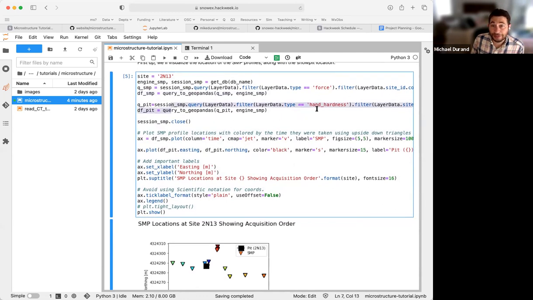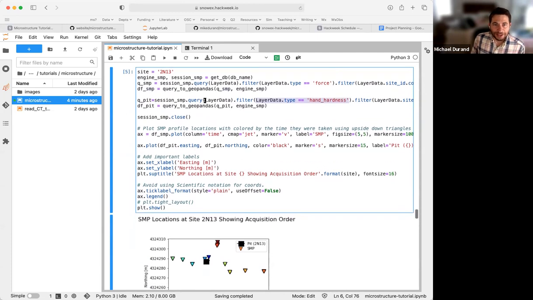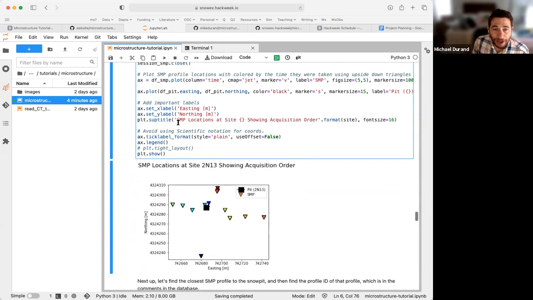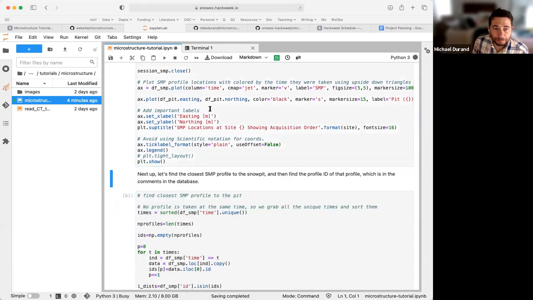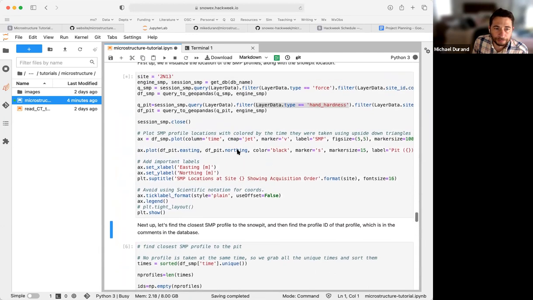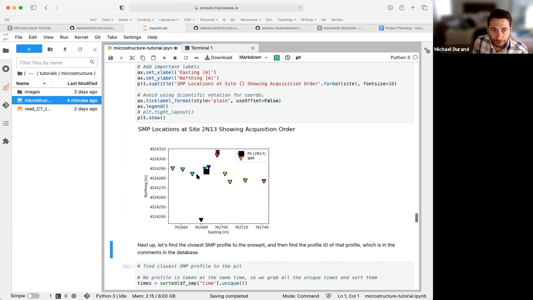And then we also need to get the snow pit for there. To get the snow pit, what I did was just grab the layer data type equals hand hardness so that I could get the snow pit location. There likely was an easier way to do that. Then we're gonna plot spatially the location of the snow pit and the location where all of the SMP data measurements were taken.